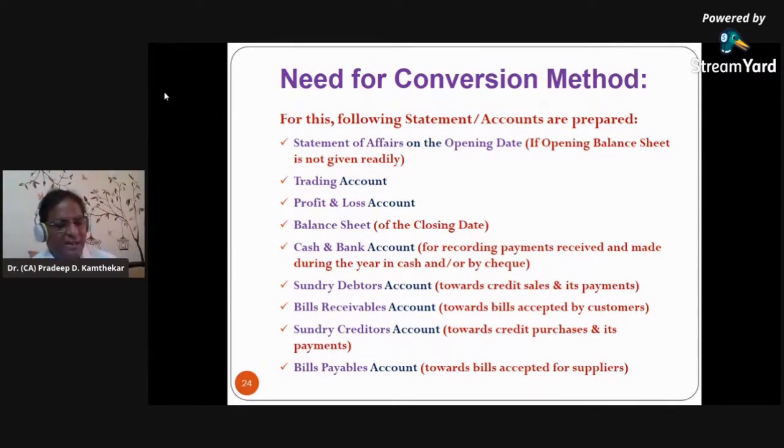So what is the debtors account? It is the account of all customers to whom the business makes credit sales during the year, and how the amounts are received from these customers during the year is recorded in the sundry debtors account. Then we have the bills receivable account. You know, what are bills receivable? Actually, there are certain customers from whom we have to receive amounts, say after 30 days, 60 days, 90 days.